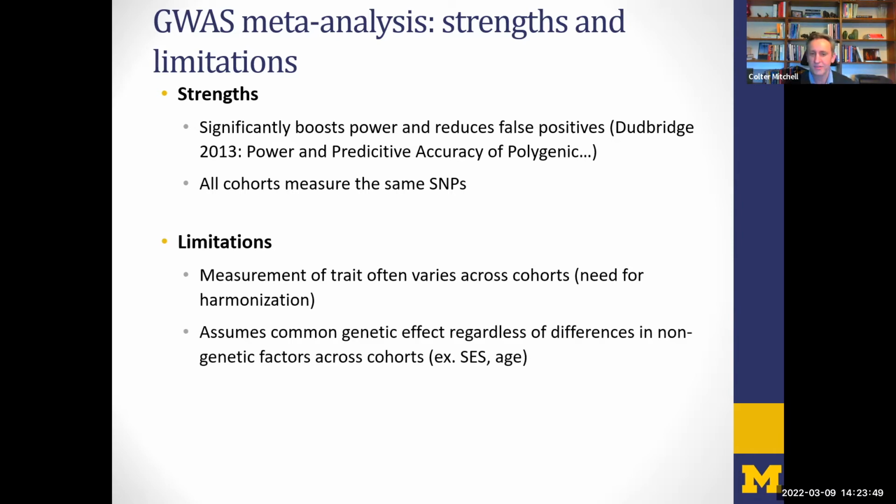It also assumes that there's a common genetic effect regardless of differences in non-genetic factors across cohorts, SES, age, all of those different things that we know probably do have different effects. And it obviously limits the complexity. That kind of goes back to the measurement. If you only have one point in time for most studies, you're not going to do a longitudinal analysis.